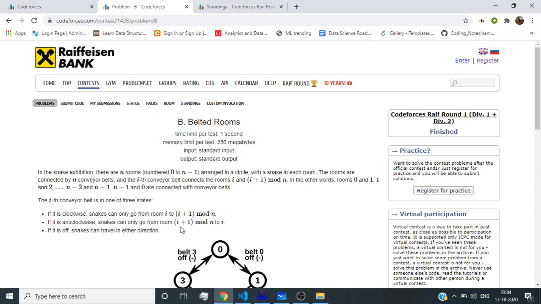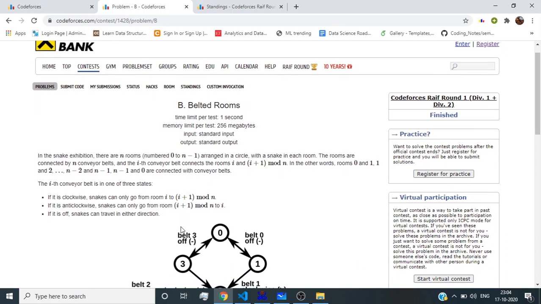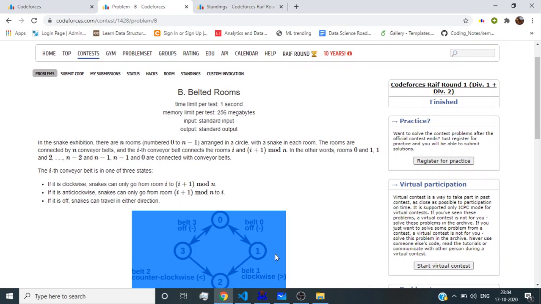we have a snake, and the rooms are connected in a circular fashion. Basically, the (n minus 1)th room is connected to 0 by a conveyor belt, and we have n conveyor belts which connect all the rooms in a circular way, which we can see in this figure.